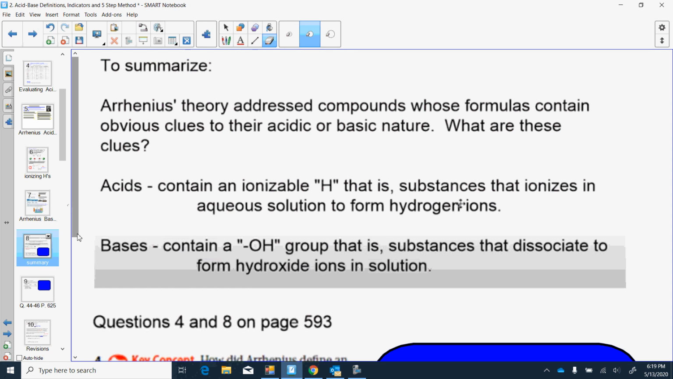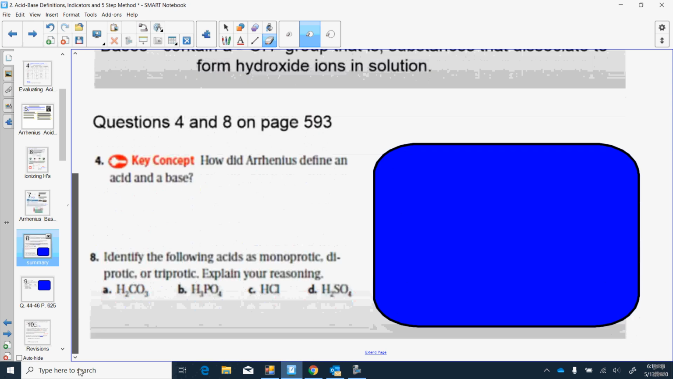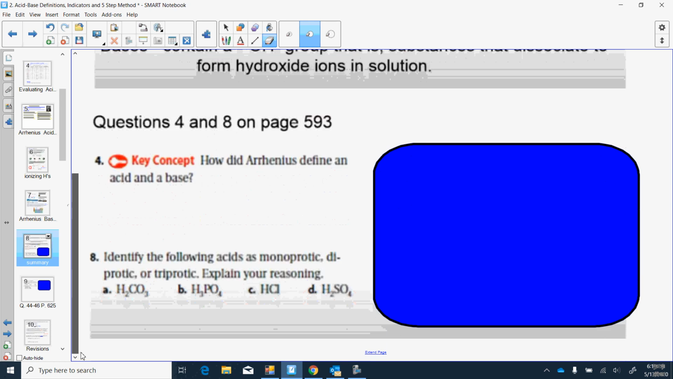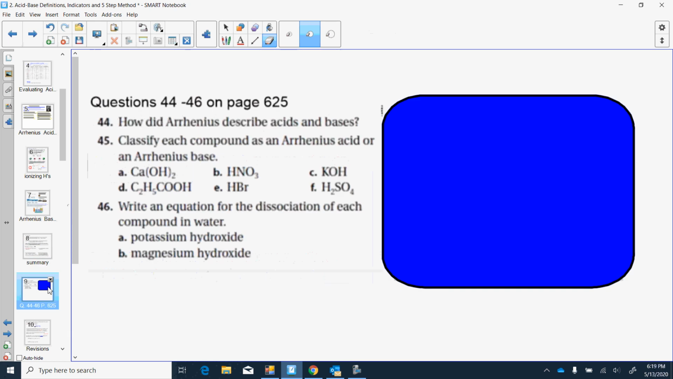You can take a look at these questions at your leisure. Here's number 4. It's right out of your textbook. It says, how do Arrhenius definitions of acids and bases differ? So just reviewing the acid and base definitions. And down here it says, identify the following as monoprotic, diprotic, or triprotic. So coming up with those definitions. Your answers are in your textbook, so you can take a look at these at your leisure.